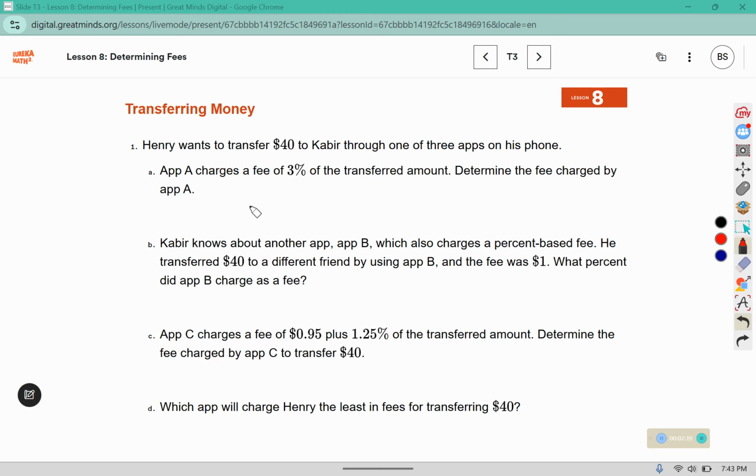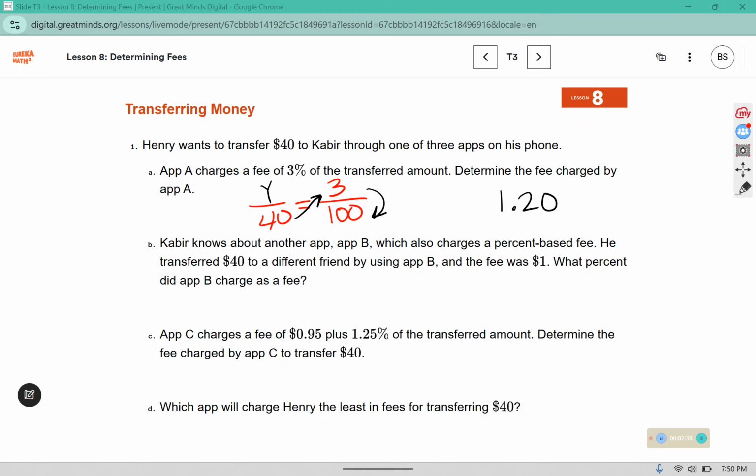So we can solve this using the proportion setup. 40 is the whole. Cross multiply and divide. So 40 times 3 divided by 100. So the fee that they are charged is $1.20.